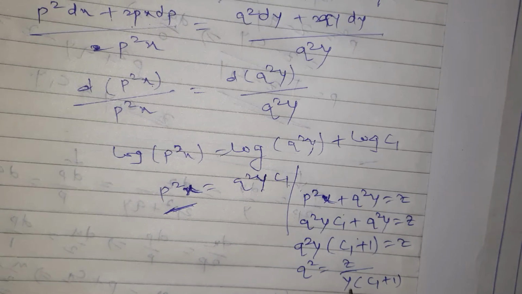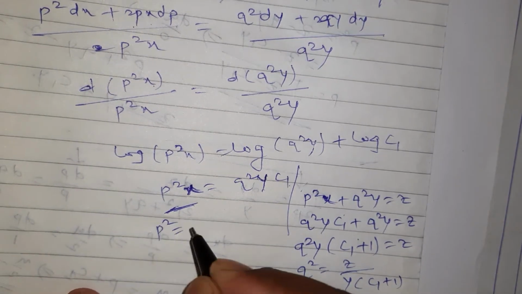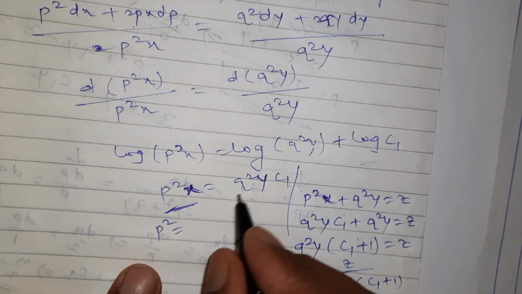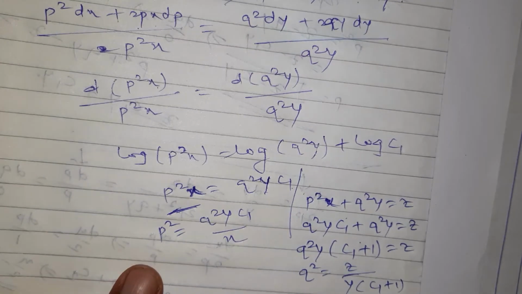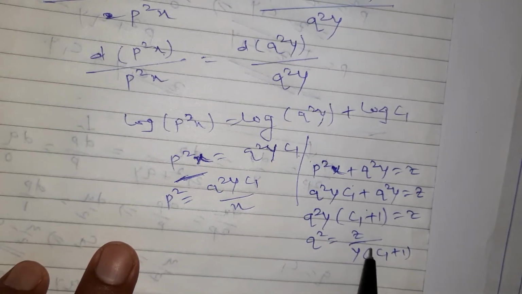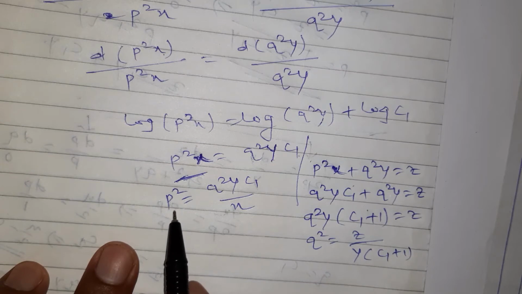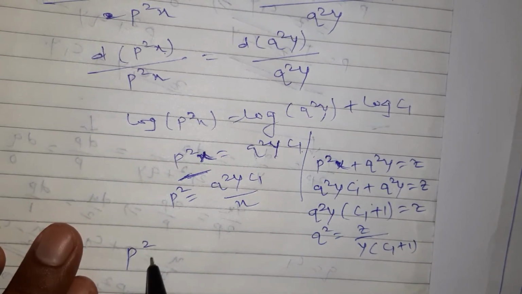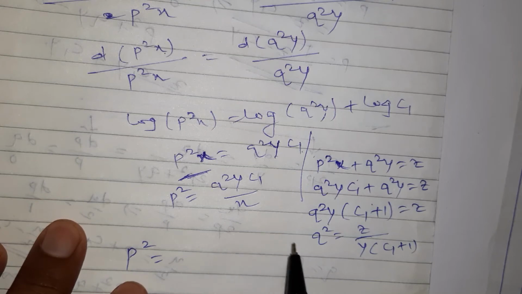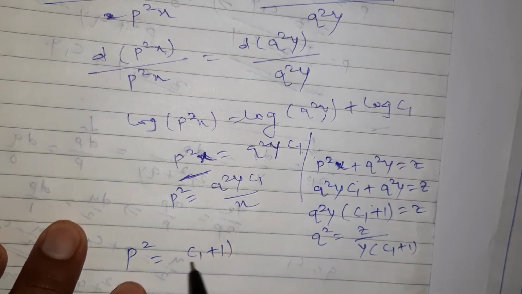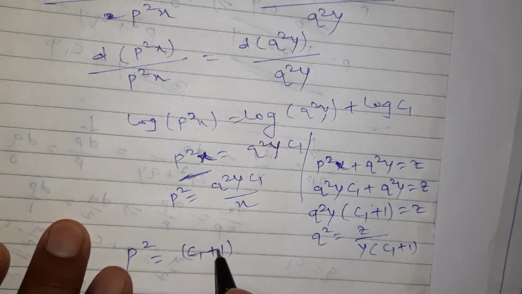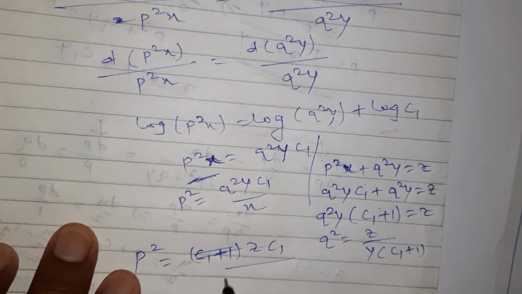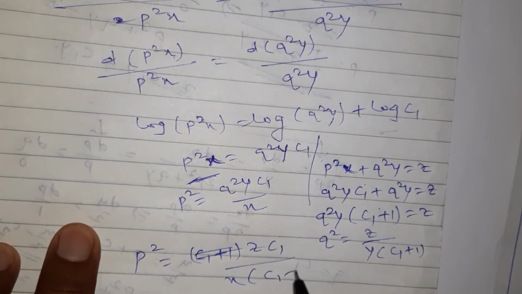Hope you have understood everything. Now here, what is the value of p² from this? Value of p² is, yes, from this, q²y c1 upon x. Right? Now put this value of q² here in this equation. So I get p² is equal to the value of q²y, which is z upon (c1 plus 1), c1 upon x, so p² is z c1 upon x into c1 plus 1.